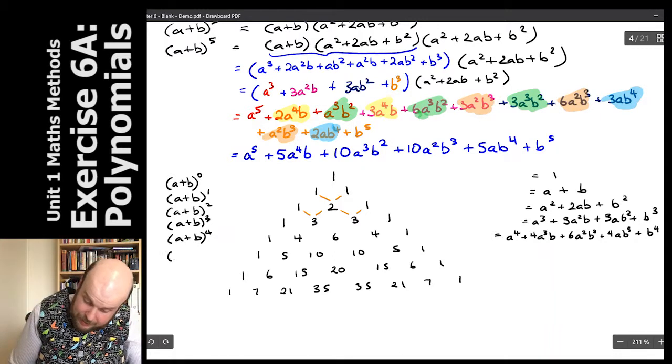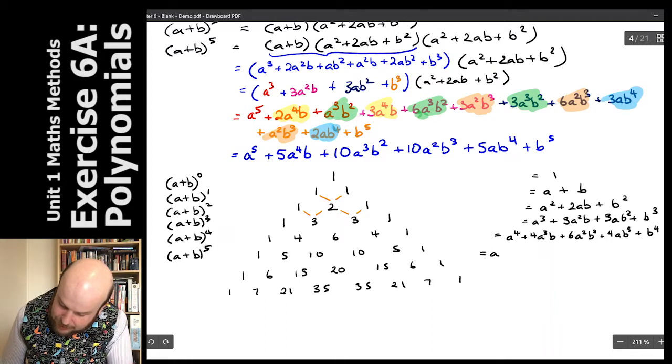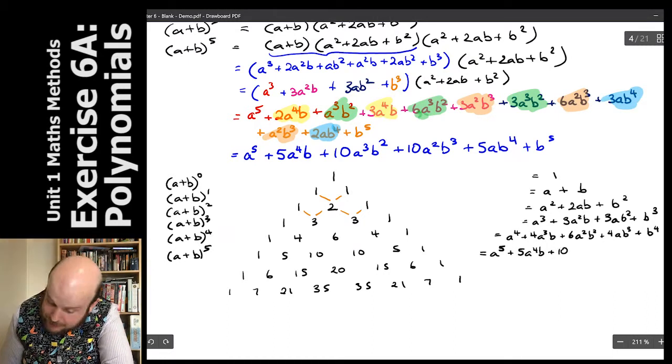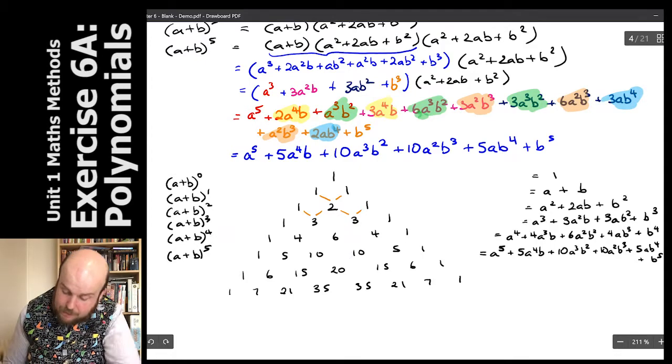And then we can see our lovely answer that we've discerned above. a plus b to the power of 5 is going to be a to the power of 5 plus 5a to the power of 4 b plus 10a to the power of 3 b squared plus 10a squared b cubed plus 5ab to the power of 4 plus b to the power of 5.